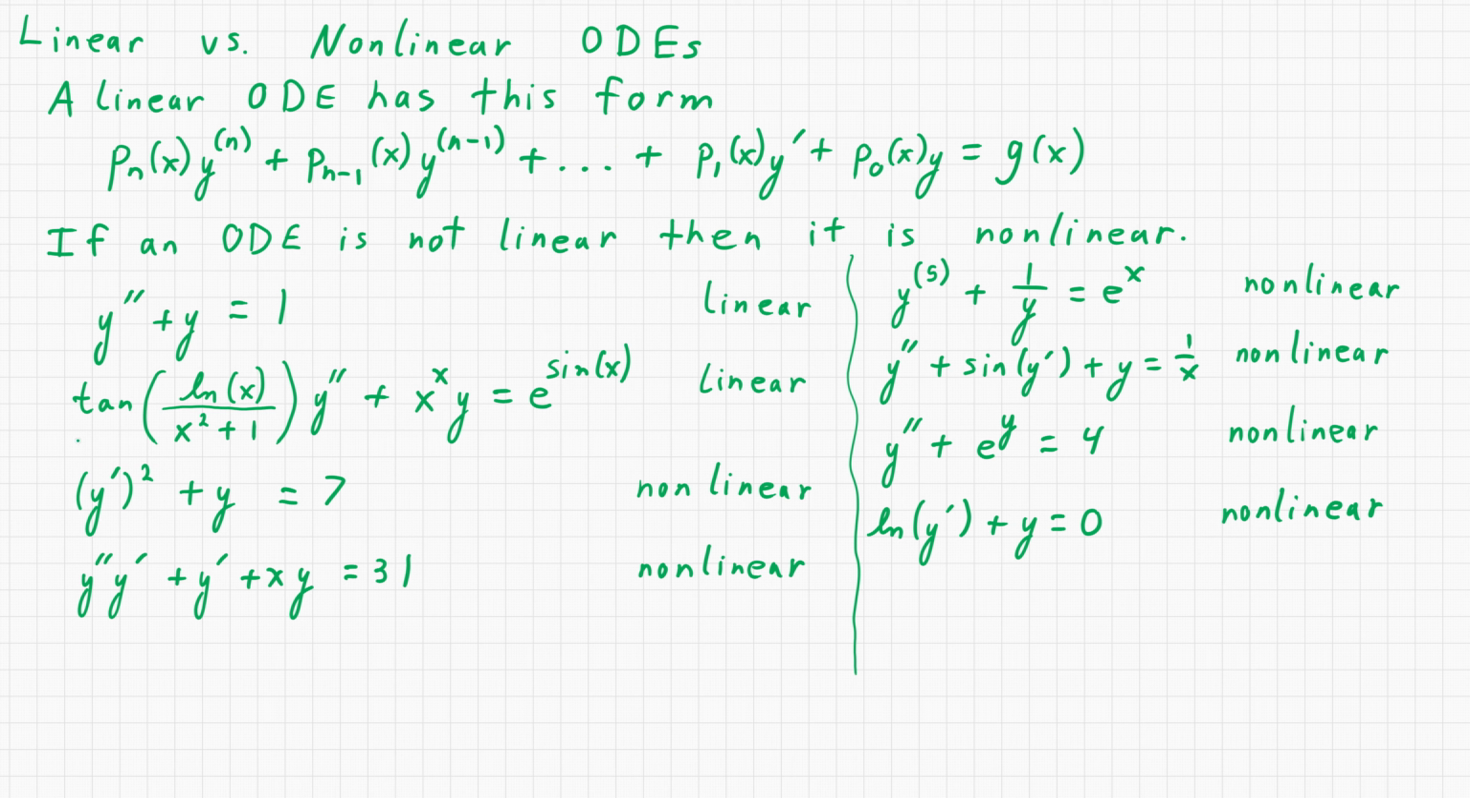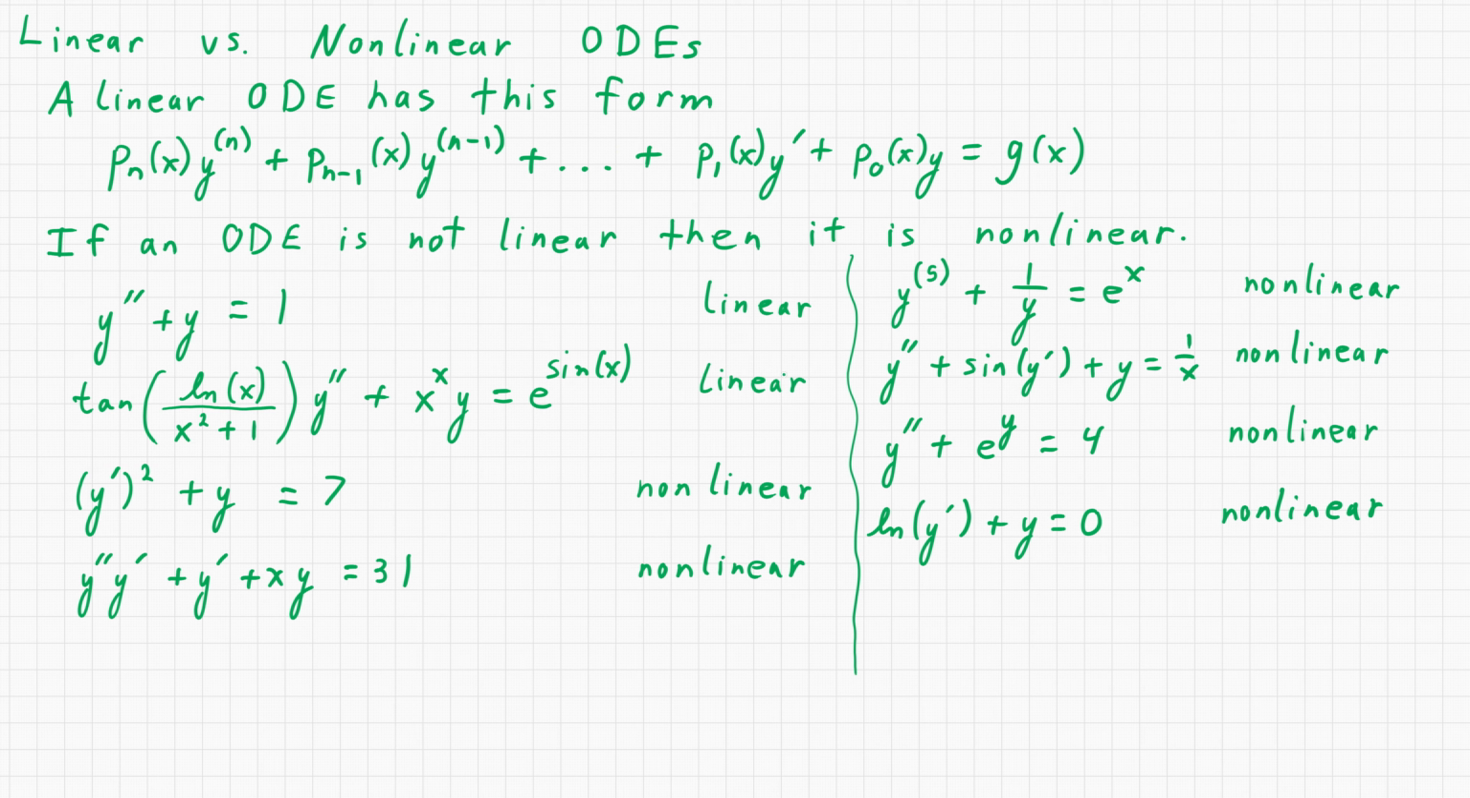This other one here, we have tangent of the natural log of x over x squared plus 1, that whole thing, times y double prime plus x to the power x times y equals e to the sine of x. That one is linear, right? So these functions of x multiplying the derivatives of y can be absolutely monstrous. This one looks really bad, x to the x looks really bad, e to the sine of x looks really bad, but it's just y double prime times a monstrous x function. It's y times a monstrous x function, and then it's equal to a monstrous x function.